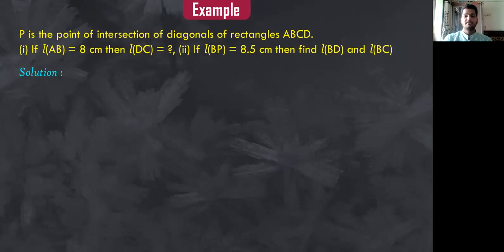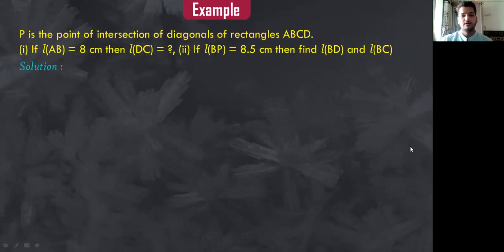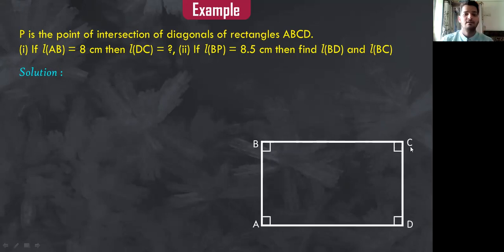P is the point of intersection of the diagonals of rectangle ABCD. If the length of AB is 8, then what is the length of DC? If the length of BP is 8.5, then what are the lengths of BD and BC? So to make the question and the solution very simple, we are going to consider the quadrilateral ABCD as a rectangle first. Now let us mark the values.